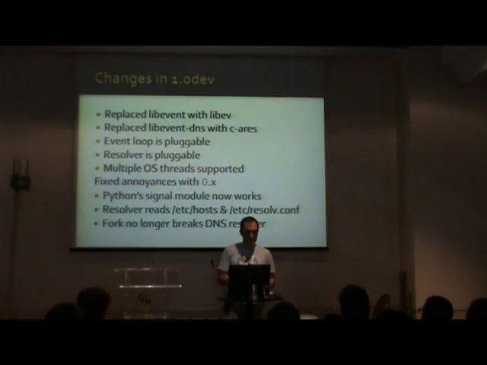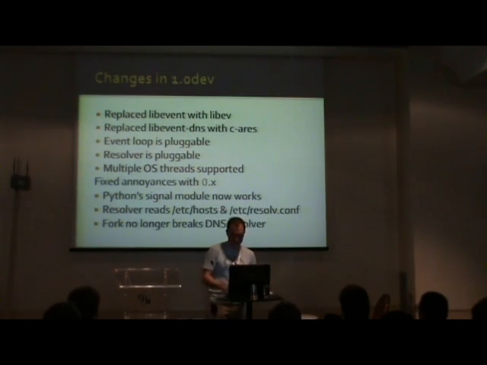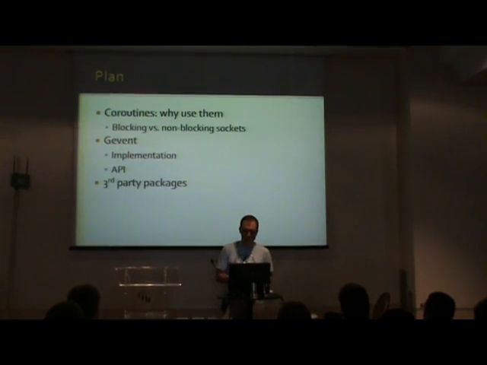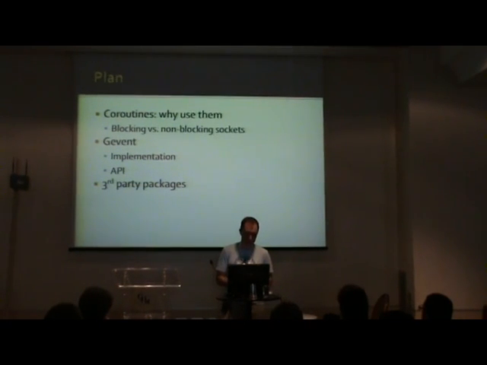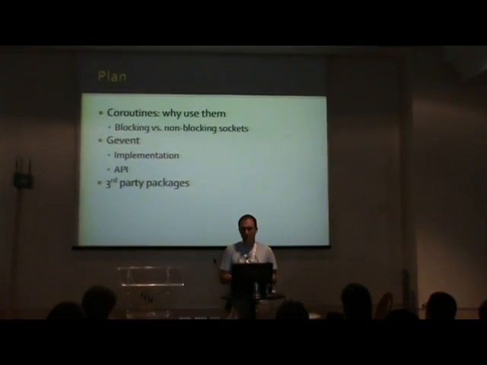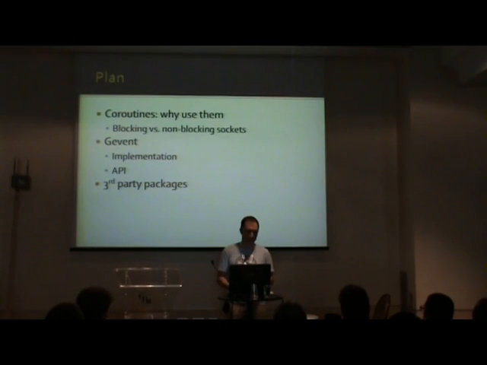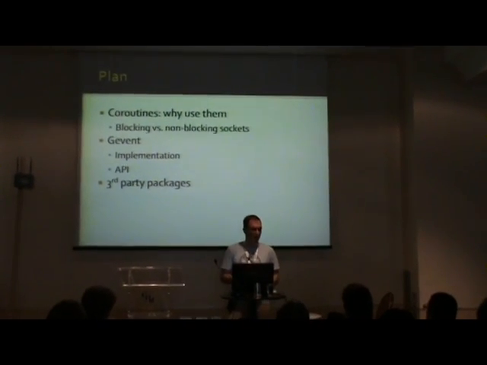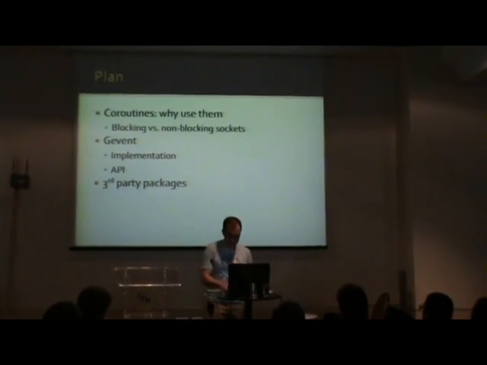The internals that I'm going to describe are how the internals work in 1.0, because there has been some cleanup and it's just easier and nicer to explain. So the plan for the talk is to introduce coroutines and the use case for them in the context of a networking application. Then once we have coroutines, I'll explain how Gevent works and how it uses them. I will go briefly through the Gevent API and then we'll cover some of the community contributions.